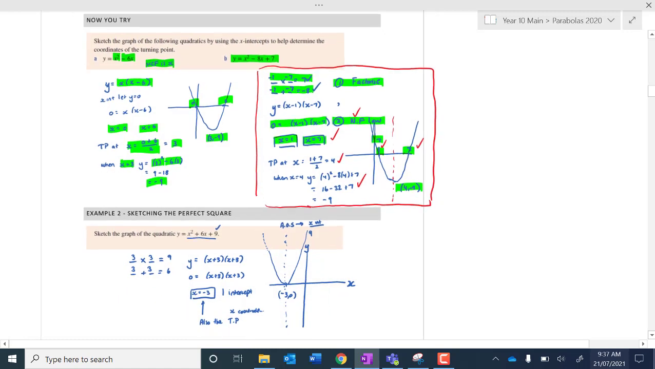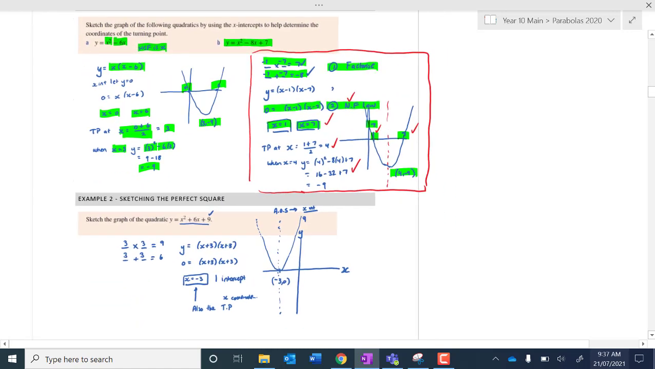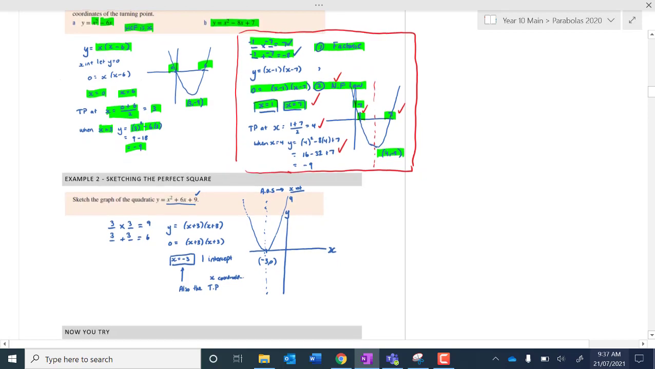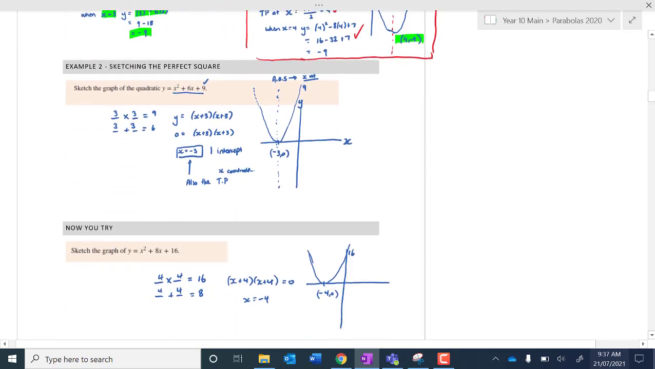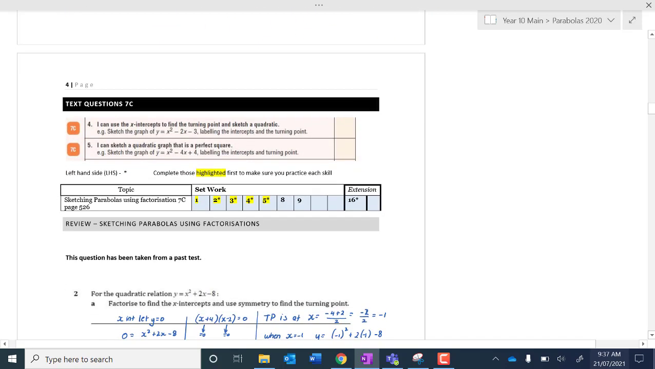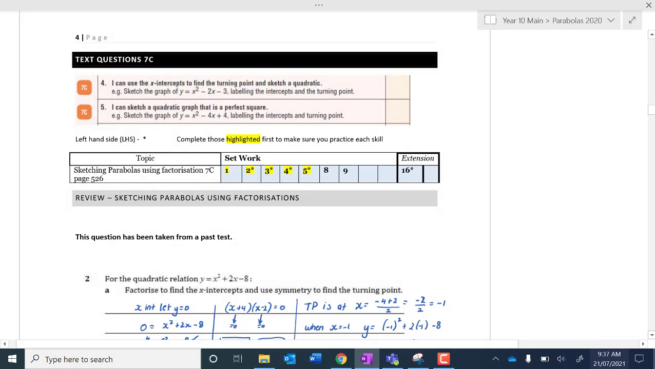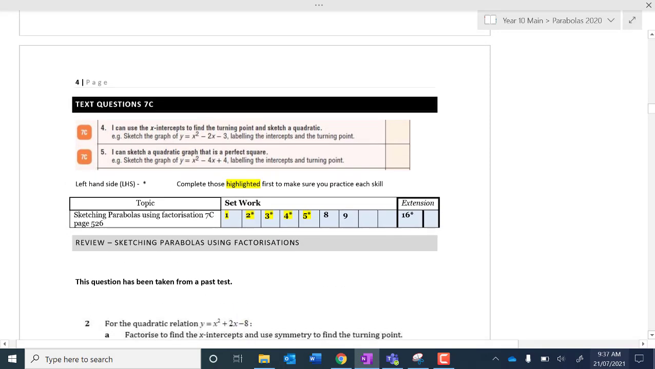Hopefully that made sense, but you're not necessarily going to get this straight away. You're going to have to really practice many of these. Hence, there are questions here that I've got. You should be doing as many of those as possible during your work time.